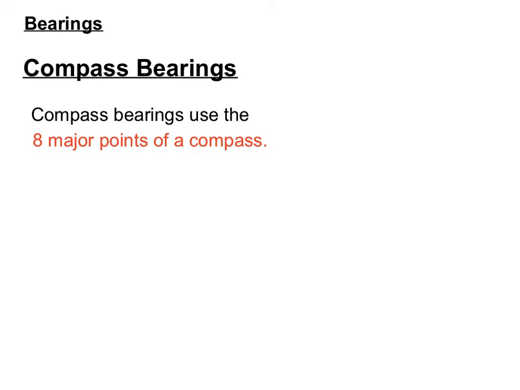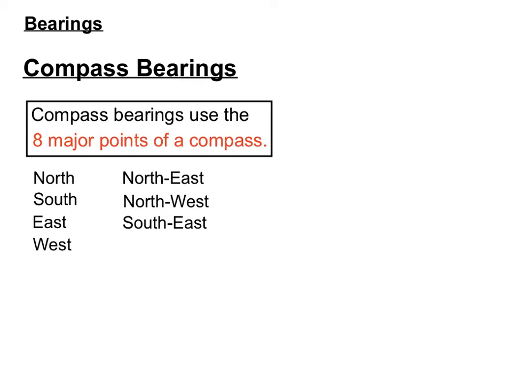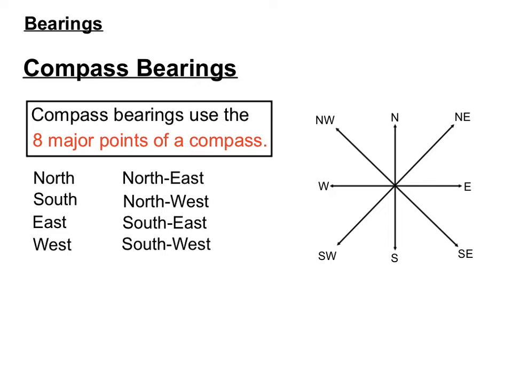Now, compass bearings use the major points of a compass. There are 8 of them. We have north, south, east and west. Could have guessed those, I think. And we have the ones that are halfway between each of those: northeast, northwest, southeast and southwest. And we'll have a look at those on a diagram here.